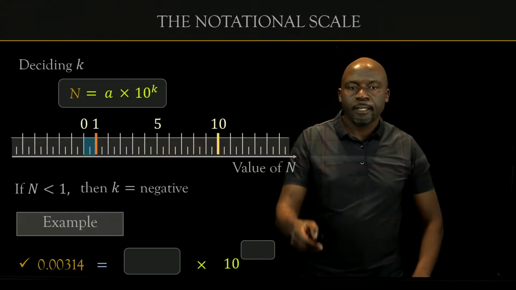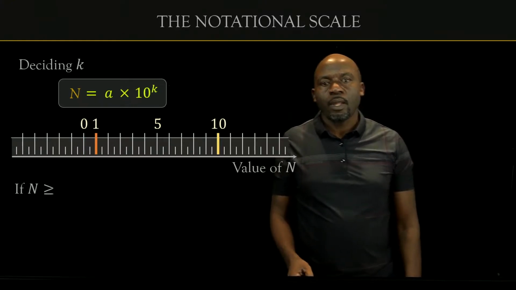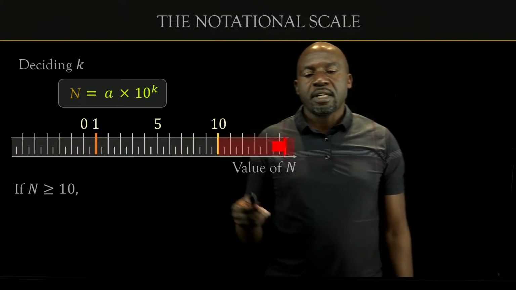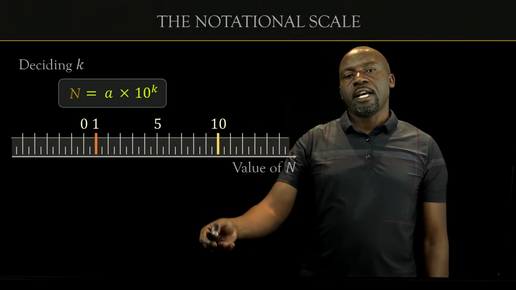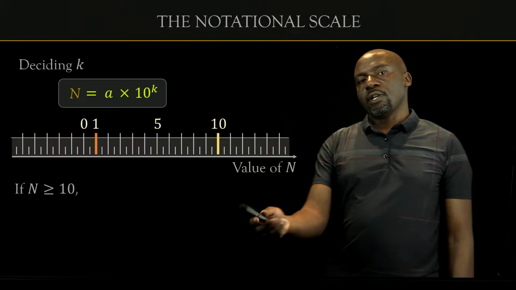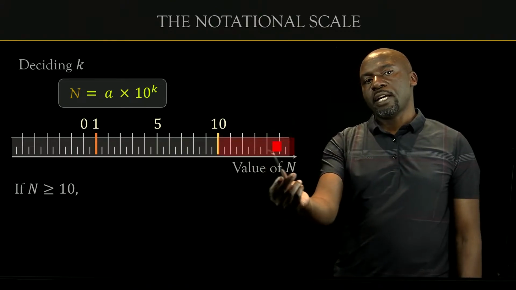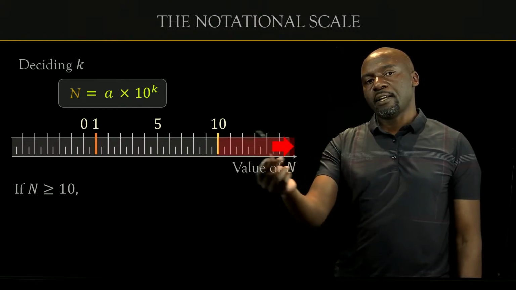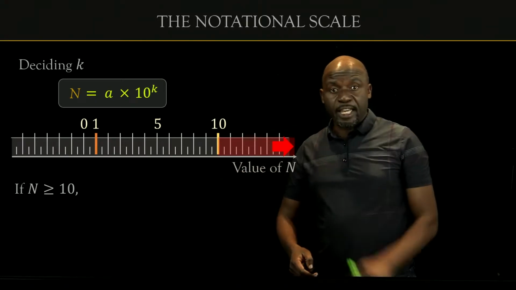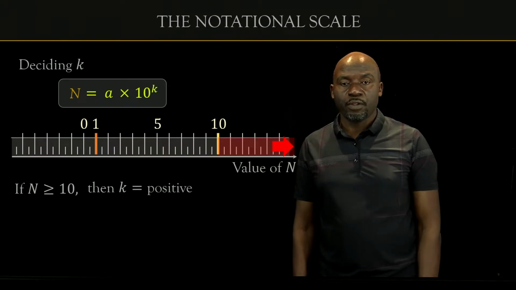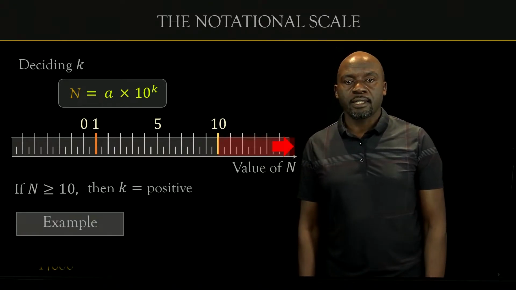So similarly, if n is a number that is greater than or equal to 10, look at that. So n is anything equal to or greater than 10, then our value of k is going to be positive. Okay, here is an example.